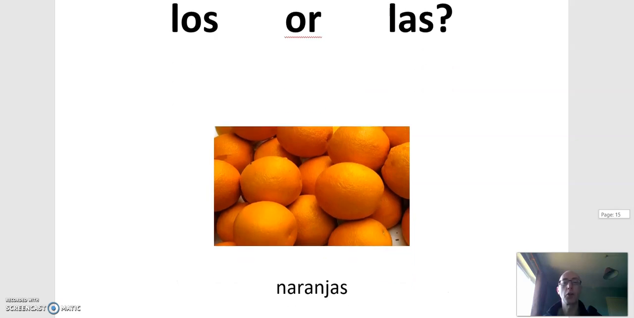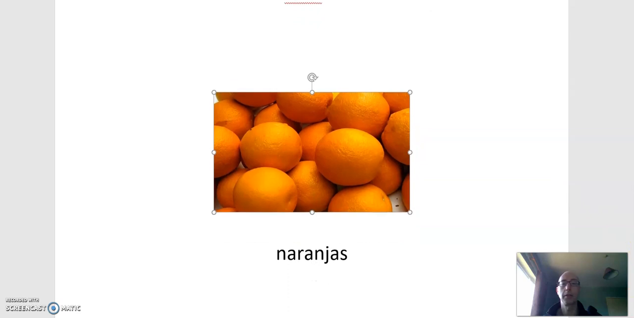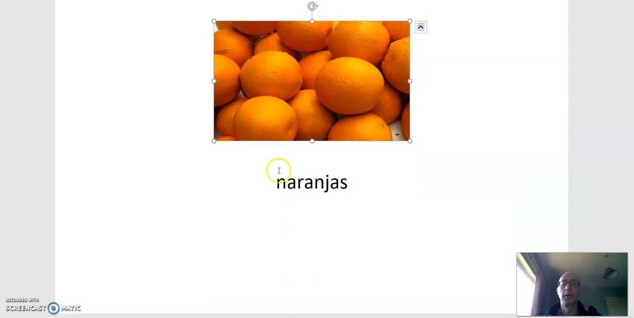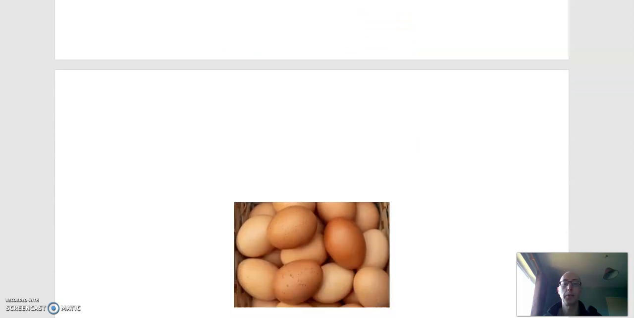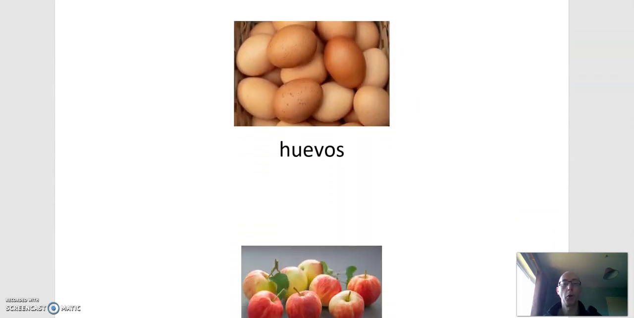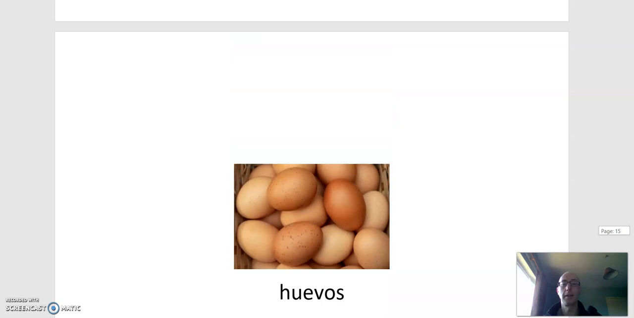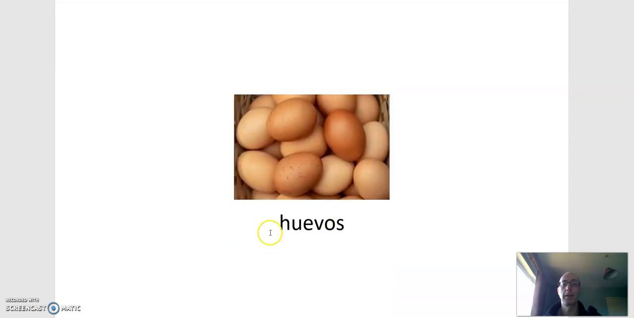So now we're going to practice los or las. Naranjas. Is it los or las? It's plural, we have to have the S at the end of the article. Again, because we have AS at the end, this is las naranjas. Let's go to the next one. Huevos. We have OS at the end. Los huevos.